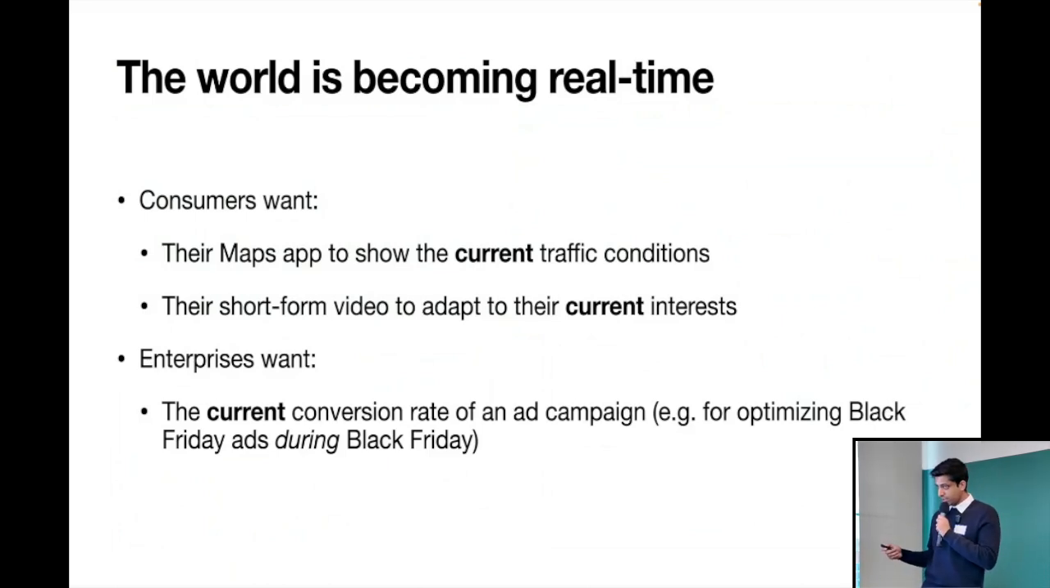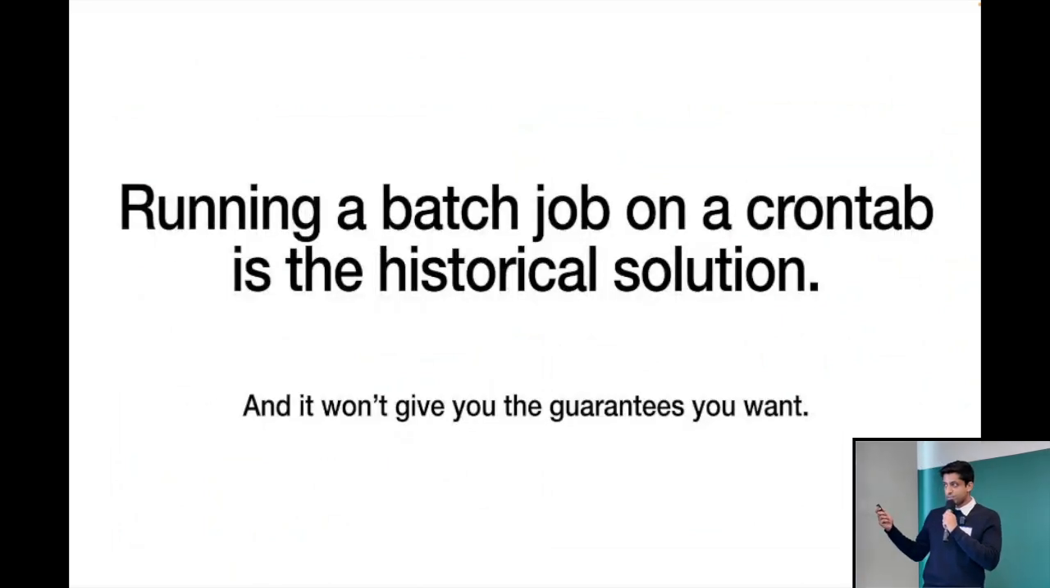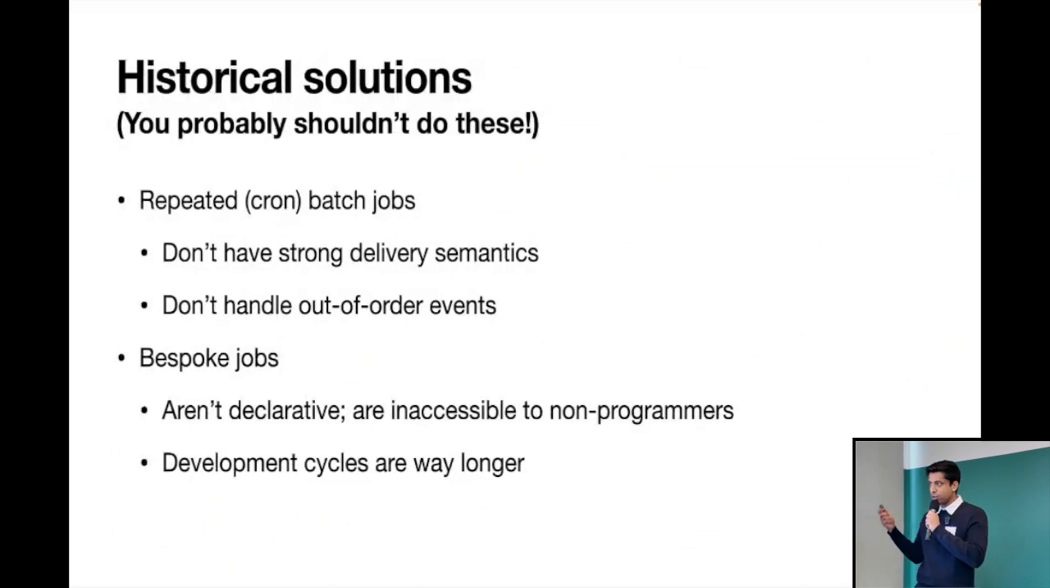And so historically, you might reach for something like a batch job. Running a batch job on a cron tab has been the historical solution, but it won't always give you the guarantees that you want. If you run a repeated batch job on a cron, you don't have strong delivery semantics. How do you make sure that you process something exactly once, even in the case of failures? You also don't handle out-of-order events, which we'll talk about.